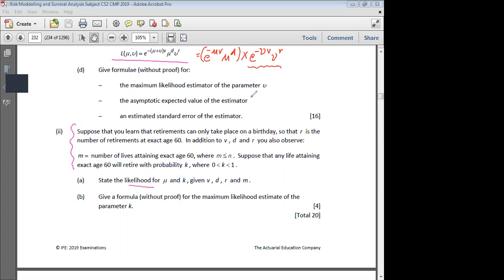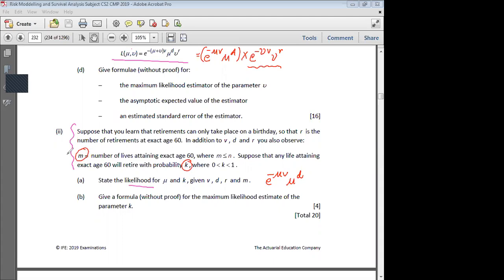So one thing I'm sure is that for my new likelihood, this part will remain as it is. So I have minus mu v mu raised to d as it is. But this part is no longer true because r does not anymore denote the, okay, no, r still denotes the number of people who retire. But again, that depends on how many people attain the exact age of 60. So you can't necessarily say that R is going to give you all the information that you require. So there will be some role played by K and M as well.